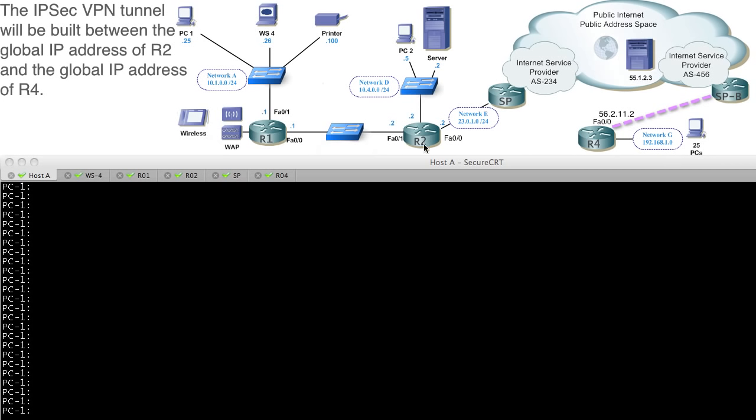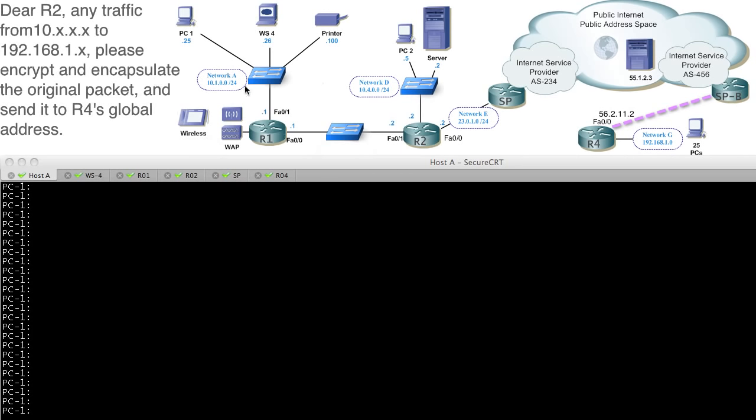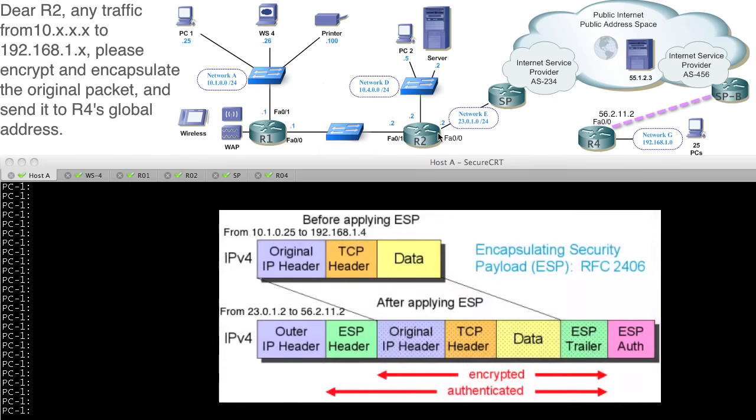We train R2. We just whisper in its ear and say, "Hey, dear Mr. R2, anytime you see packets, if they are sourced from the 10 network and they're destined for the 192.168.1 network, here's what I want you to do. I want you to take that packet, and instead of just trying to forward it to your default gateway, I want you to take the packet, encrypt it, make it all top secret, and then encapsulate it inside of another packet and send it over to R4."